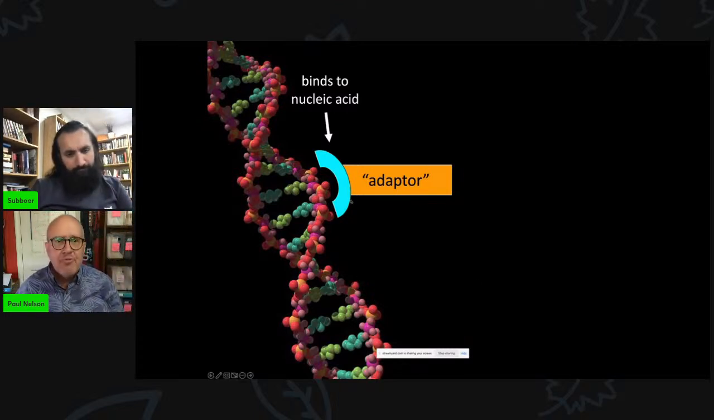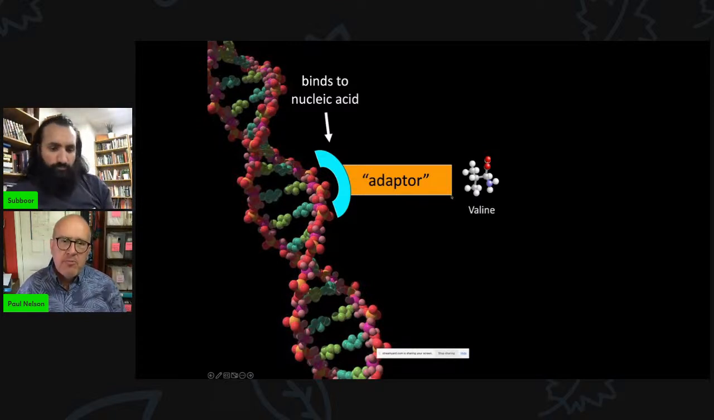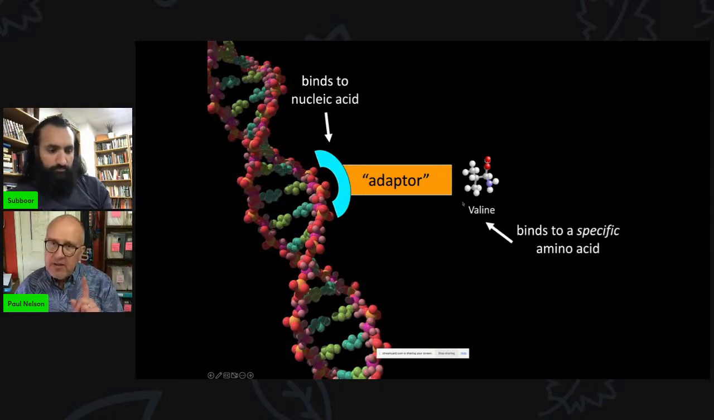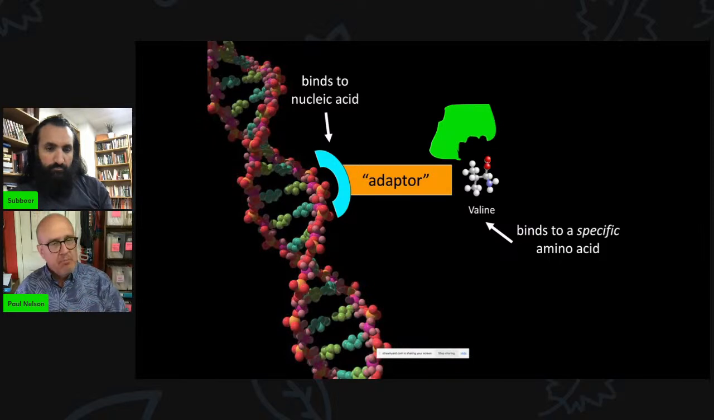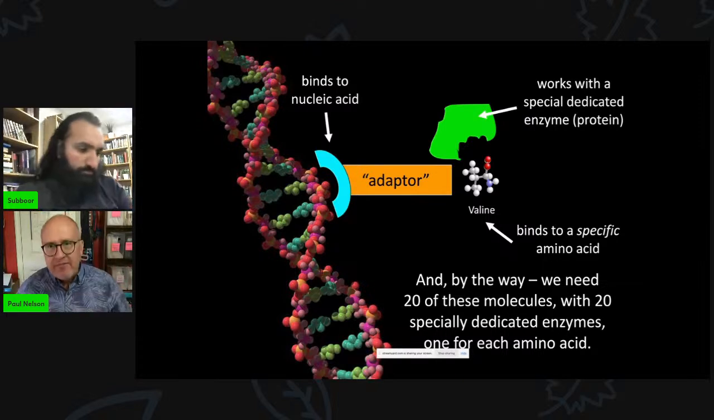So here's our adapter. There's the binding surface that recognizes nucleic acid. Here is valine. Valine is going to be attached to this end of the adapter specifically because proteins aren't built willy-nilly out of just any old amino acid, and we need an enzyme to do that, and we need 20 of them. 20 adapters, 20 enzymes, 40 parts at least. No evidence yet for any of it.